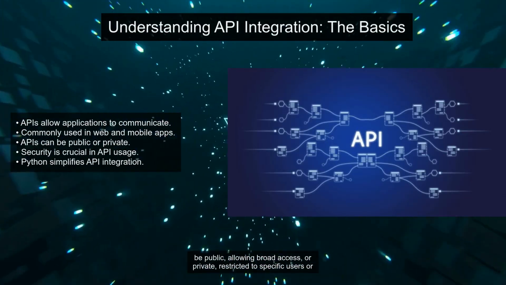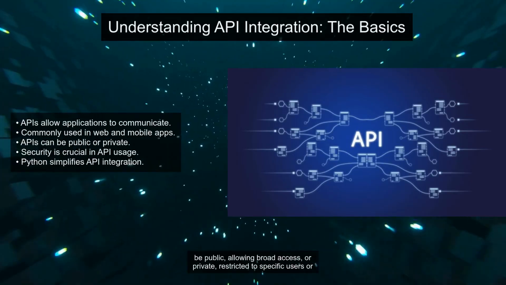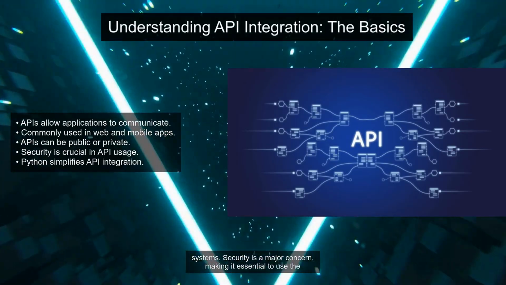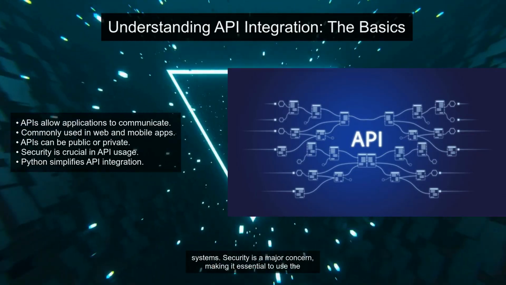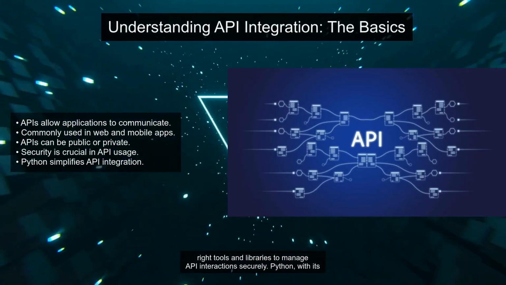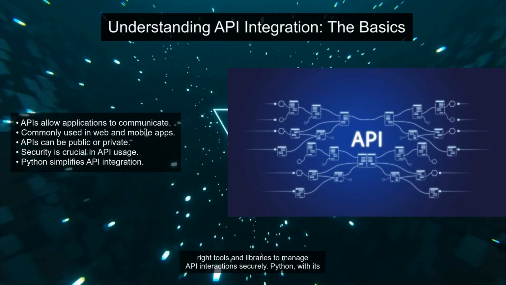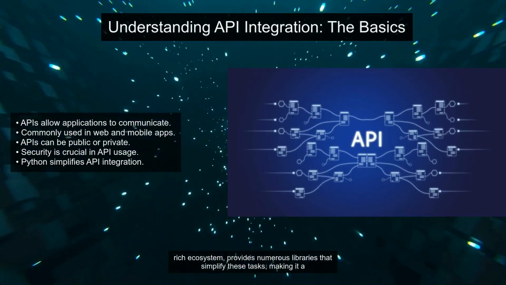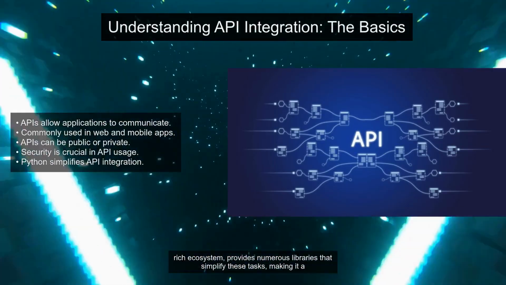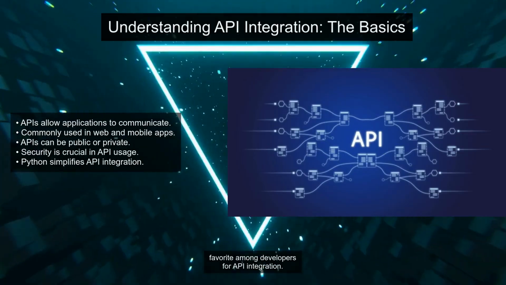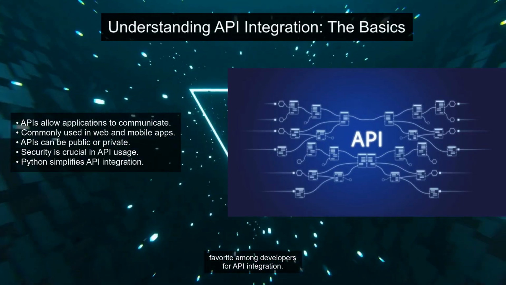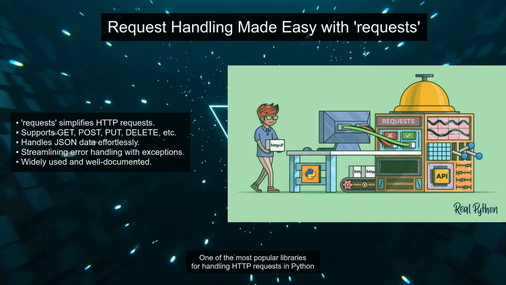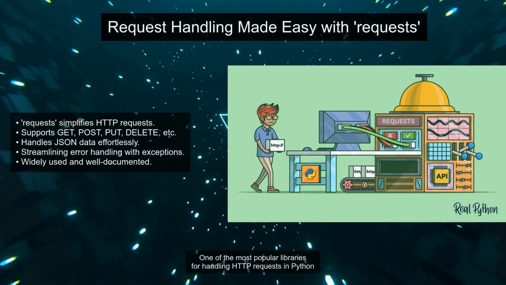They can be public, allowing broad access, or private, restricted to specific users or systems. Security is a major concern, making it essential to use the right tools and libraries to manage API interactions securely. Python, with its rich ecosystem, provides numerous libraries that simplify these tasks, making it a favorite among developers for API integration. One of the most popular libraries for handling HTTP requests in Python is requests.